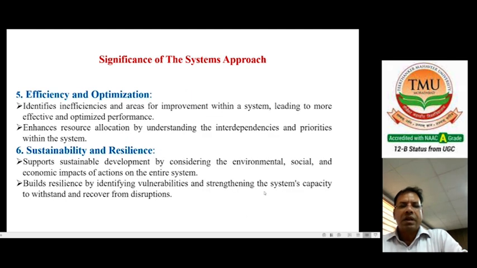Next is efficiency and optimization. Identify inefficiencies and areas for improvement within the system, leading to more effective and optimized performance. Enhance resource allocation by understanding the interdependence and priorities within the system.